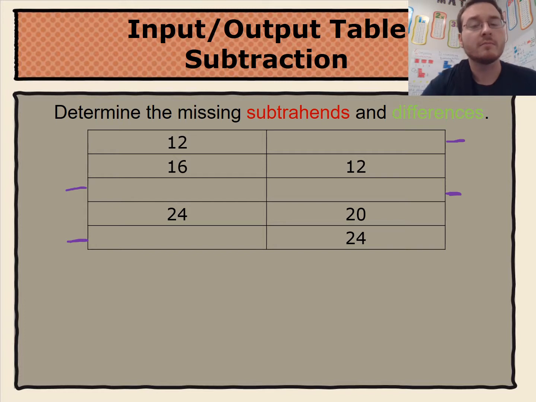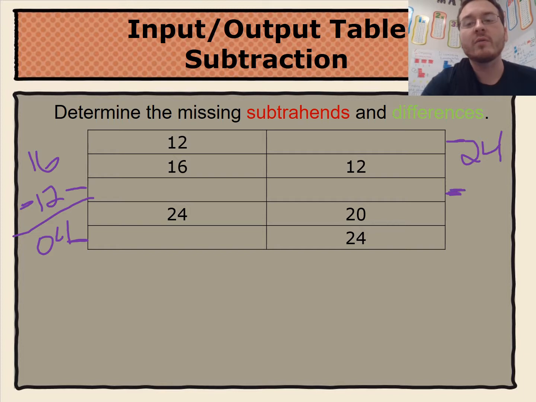12 minus something is something, but 16 minus something is 12. So that's where I should start. 16 minus 12 should give me my rule. Well, 6 minus 2 is 4, 1 minus 1 is 0. So right now I'm thinking my rule is minus 4, but to confirm, I need to do 24 minus 20. And if this gives me 4, I'll know I'm correct. 4 minus 0 is 4, 2 minus 2 is 0. So that means my rule is minus 4. So I can go ahead and fill in that on every row of my table.